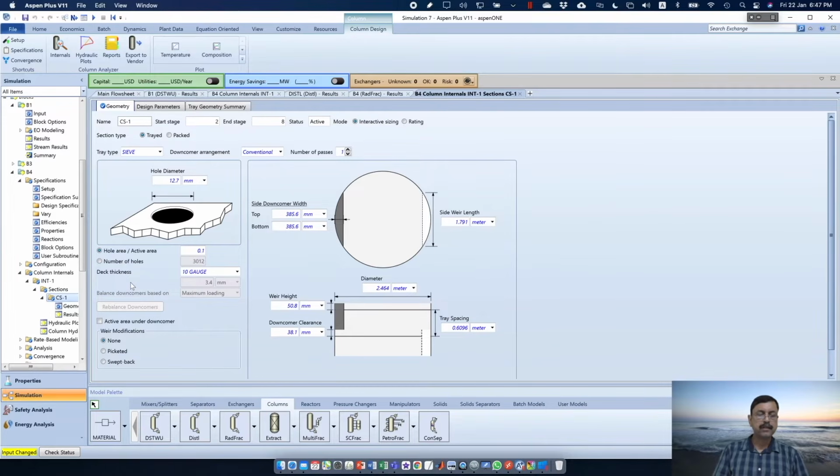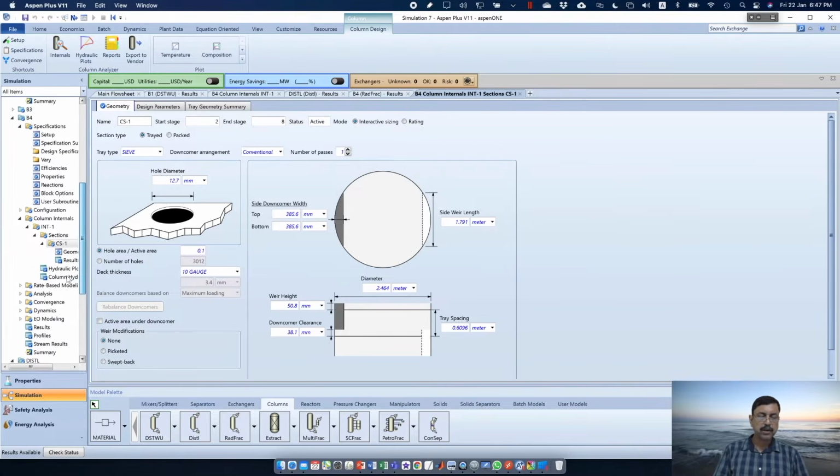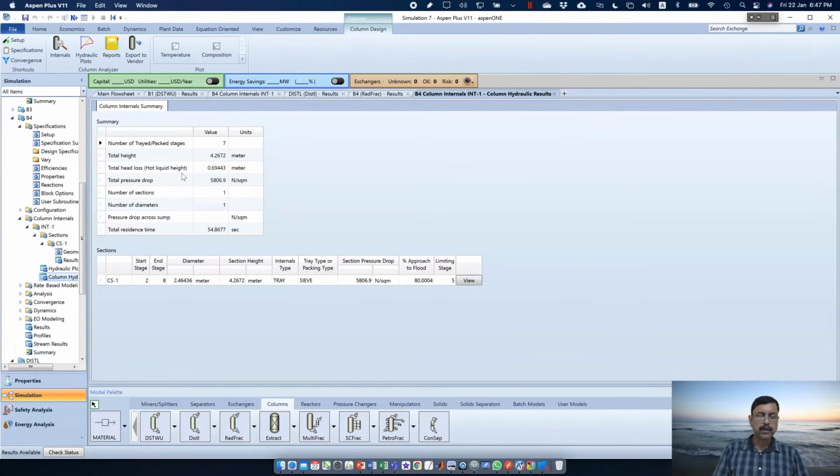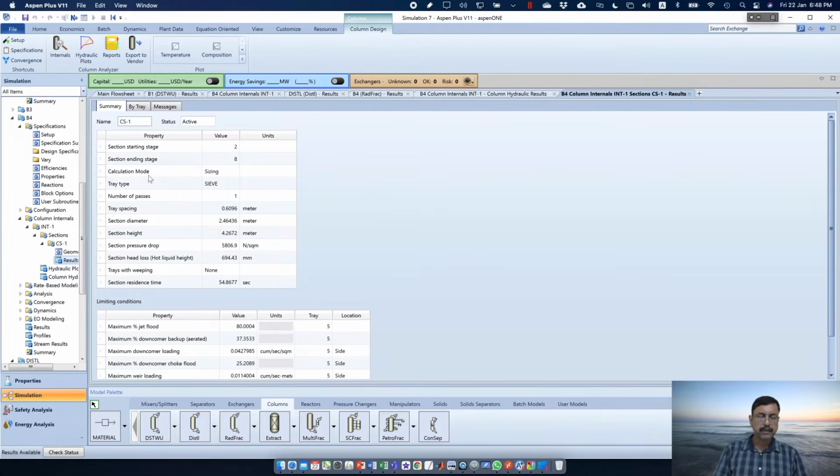Let us run the simulation. So the simulation results are available. These are the column hydraulics. It says that the total height is 4.26 meter. It's the column height. Total head loss this much, total pressure drop, number of trays per packed stages is 7. All this information, total residence time, everything is given over here. And column internals, you can again view it and you will find the tray type, tray spacing, and the limiting condition of all of them.